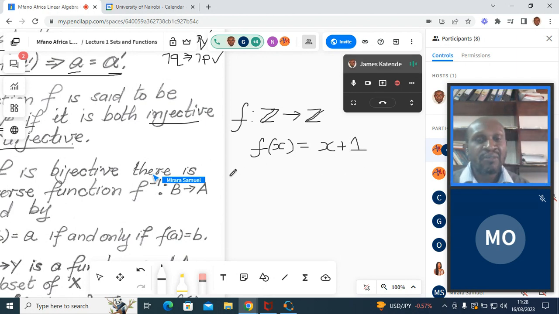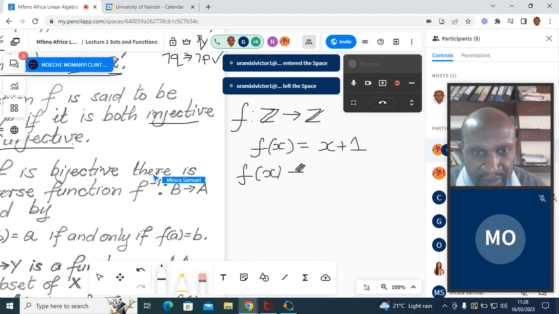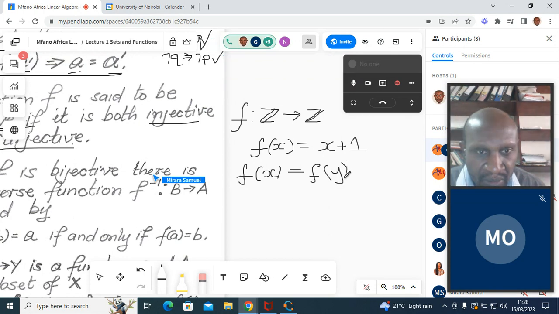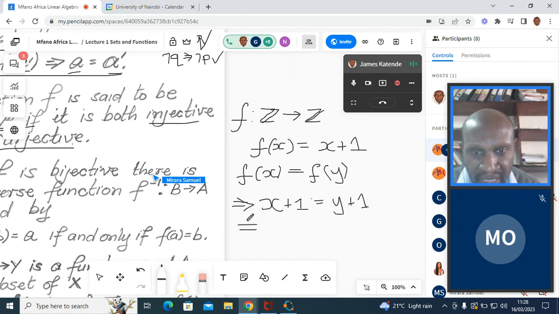So is this function one to one? Let's check. Suppose f of x is equal to f of y. What does this imply? This will imply that what is the value of f of x? It should be x plus 1. And what is the value of f of y? It will be y plus 1. Right? This is just a simple example. There are more interesting examples to work with, but let's just work with this. So what does this imply?